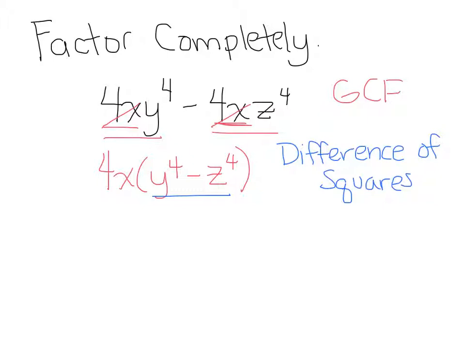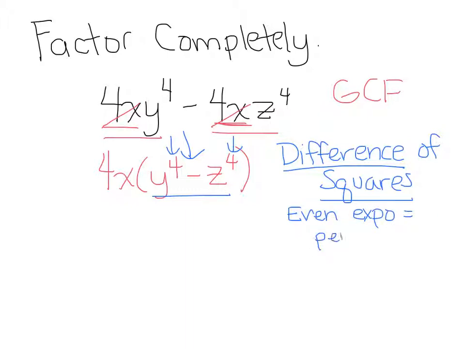So how do we check if it's a difference of squares? Is it a difference first? Yes, we are subtracting. Are the first and second terms perfect squares? Well, they both have even exponents, therefore it is a perfect square. So we can factor this using the difference of squares. So I'm going to drop down my 4x.